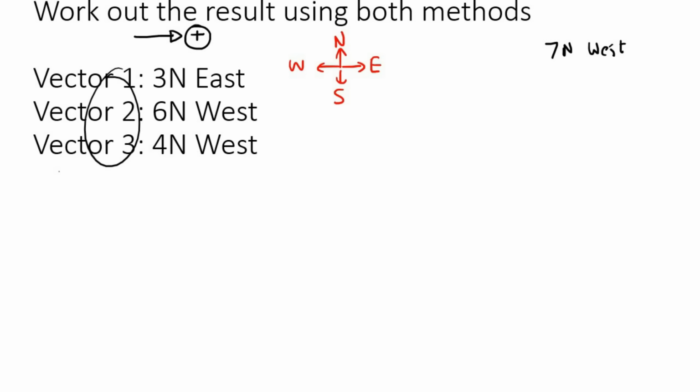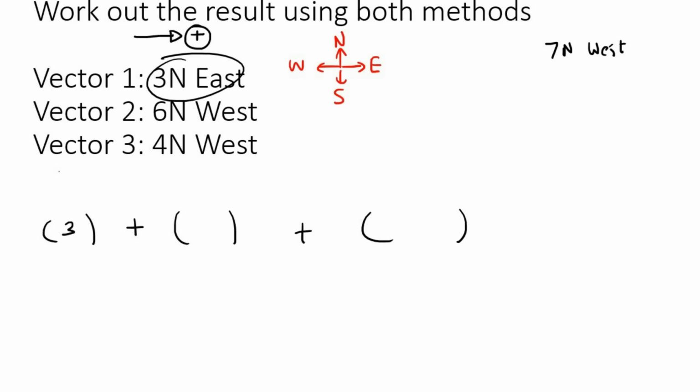So then we've got 3 vectors that we're going to add together like that. Now we said to the right, or to the east, is positive. So this 3 is going to be a positive number. The 6 is going to be a negative, and the 4 is going to be a negative, like that. And then if you had to go calculate this, you end up with -7.